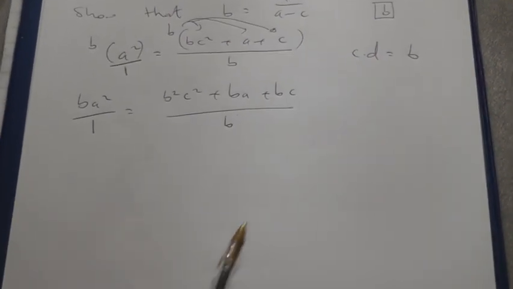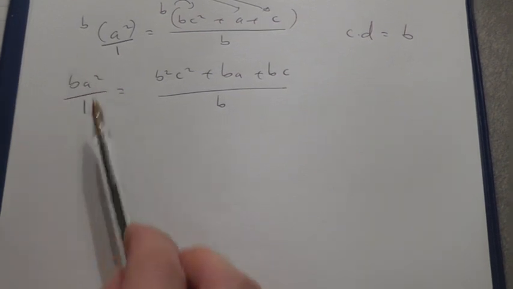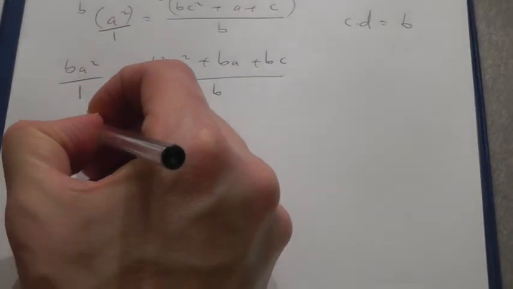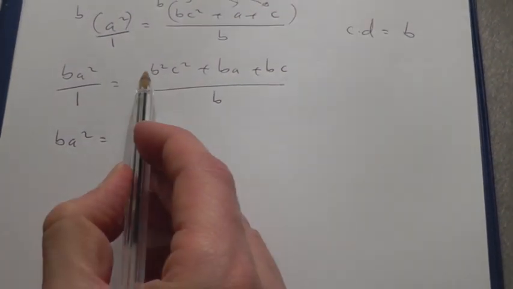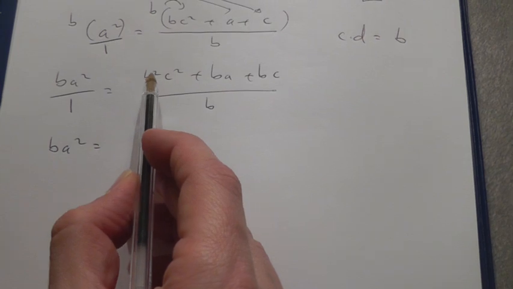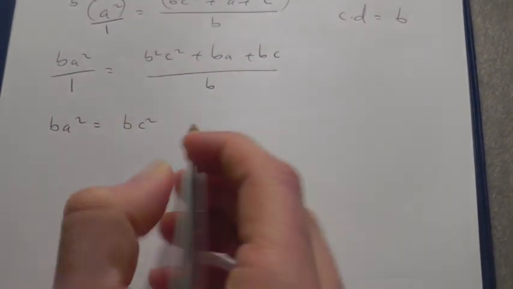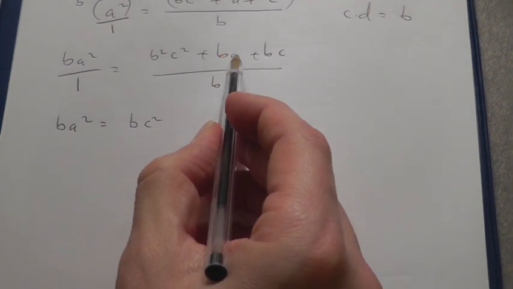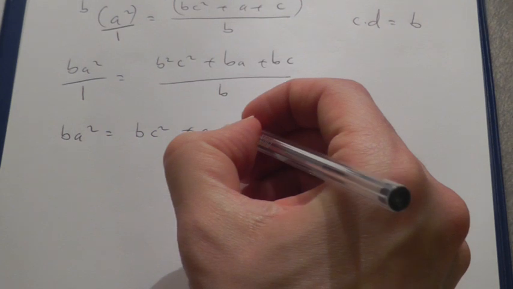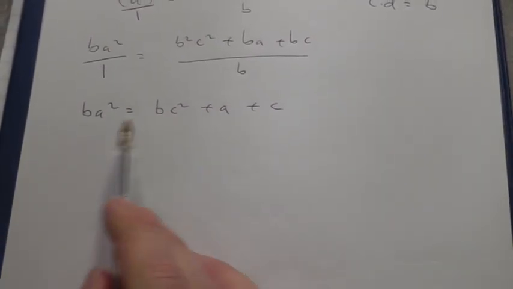Now for the next stage, we want to kind of eliminate these fractions if we can. And a fraction means the top divided by the bottom. So ba squared divided by 1 is ba squared. bc squared divided by b. Now b squared means there's two b's here. So b squared divided by b would be b. And c squared stays multiplied to that. ba divided by b is just a. And bc divided by b is c. So we've now eliminated our fractions and it's starting to take shape here.